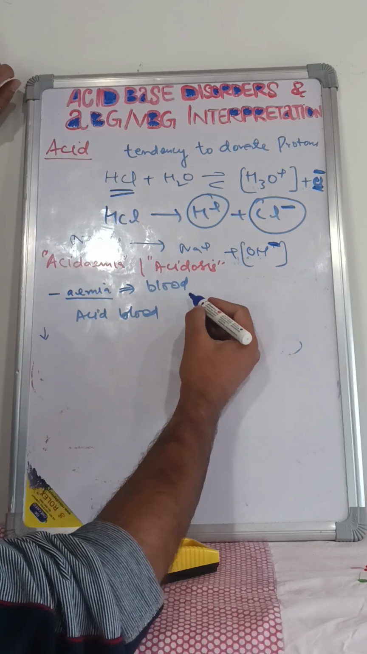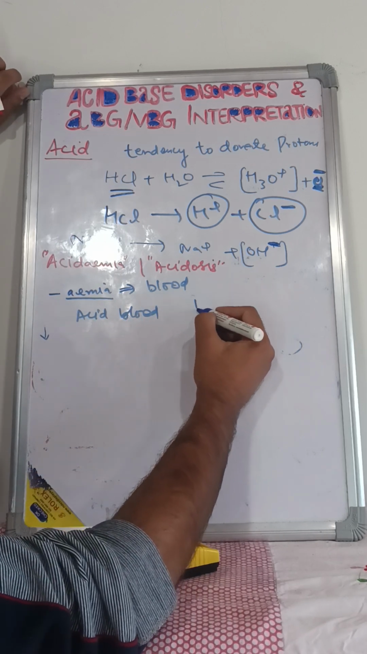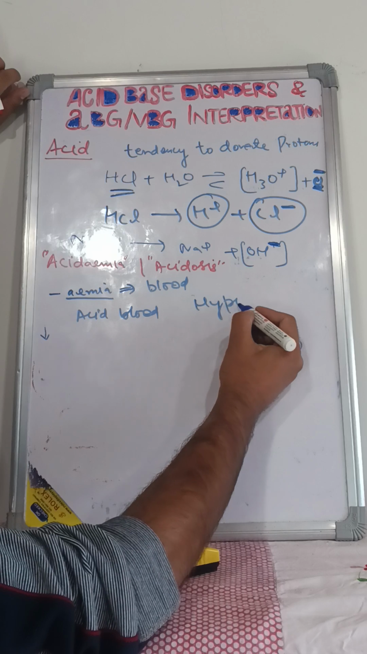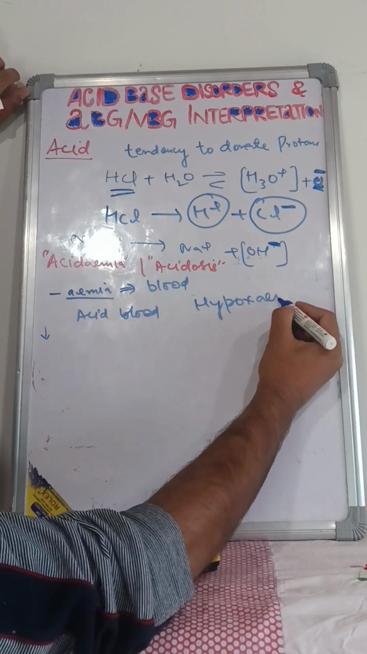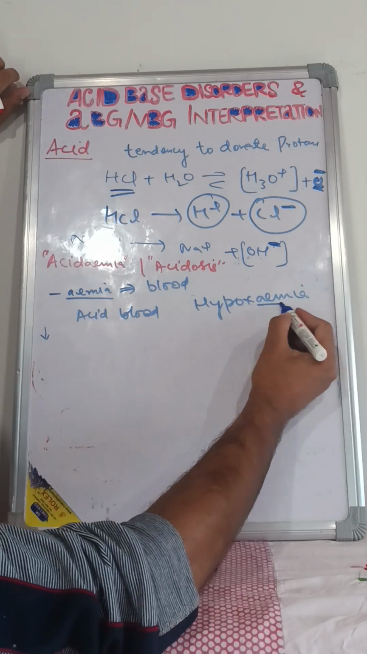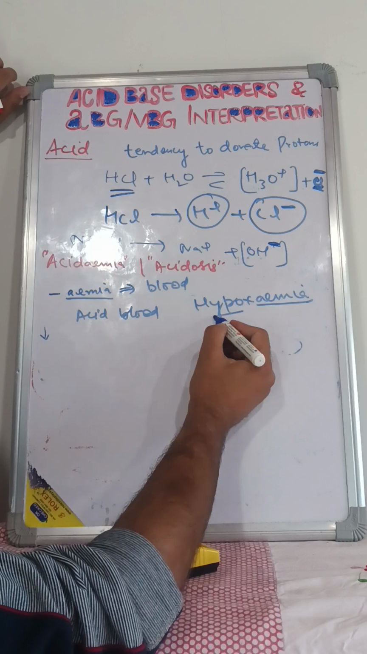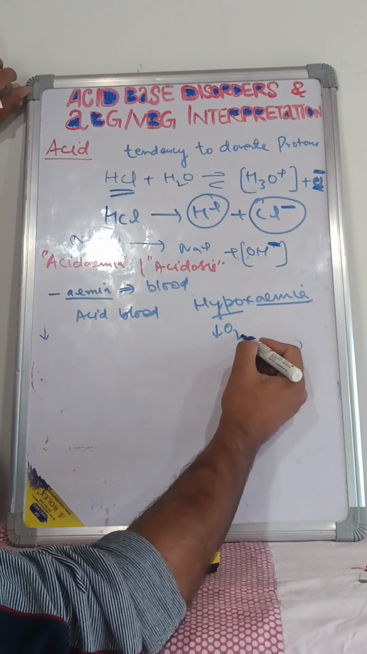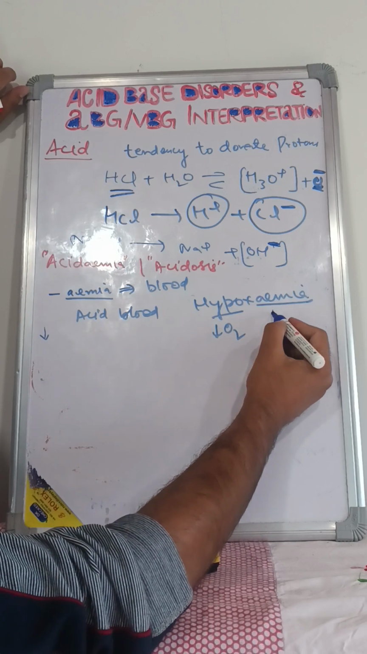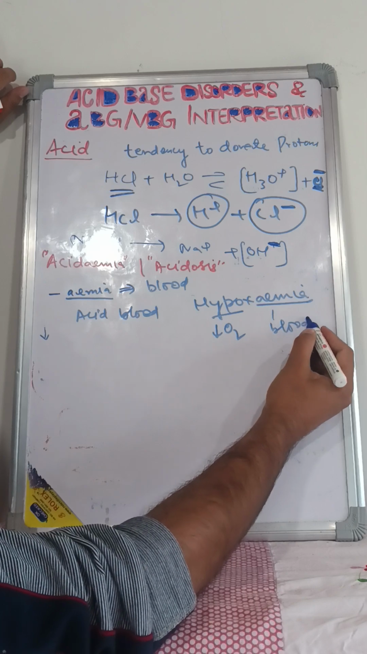Similarly, I will give you another example. Hypoxemia, emia suffix. Hypox means decreased oxygen concentration in blood. This is known as hypoxemia.